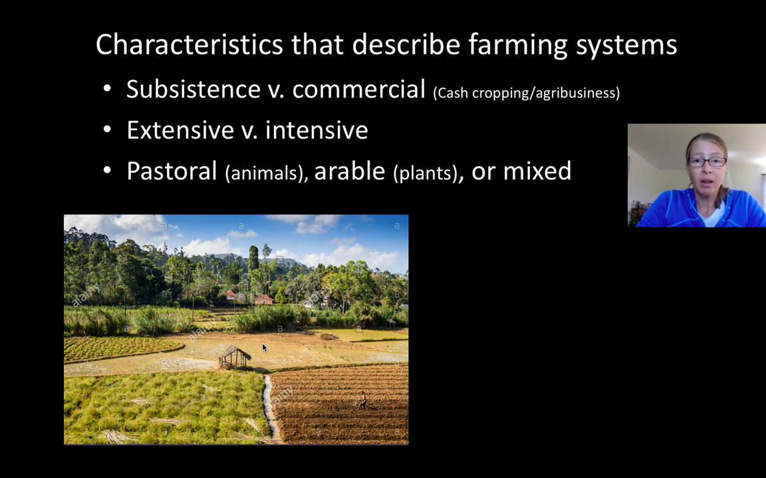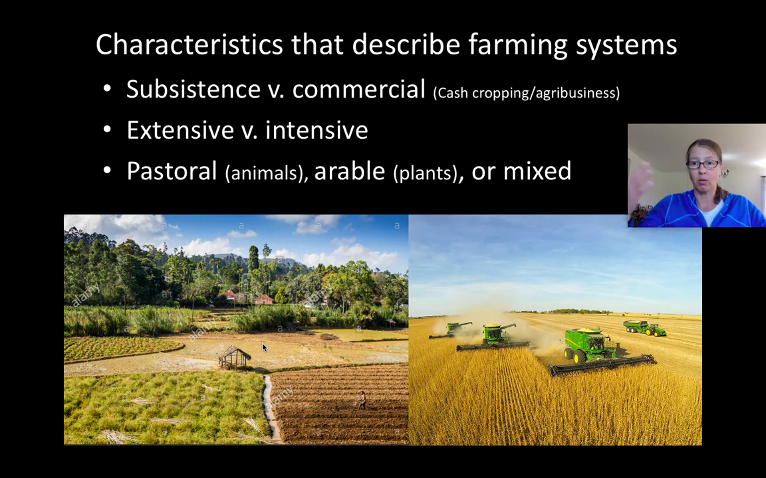Whereas a commercial farm is going to be a larger farm that is meant to produce enough goods that are going to be sold at market. So it could be large agribusiness or some sort of cash cropping. So you can see this example here on the right. That's obviously way more wheat than any one family is going to eat. And so that is something that is being harvested to be able to sell and make money.